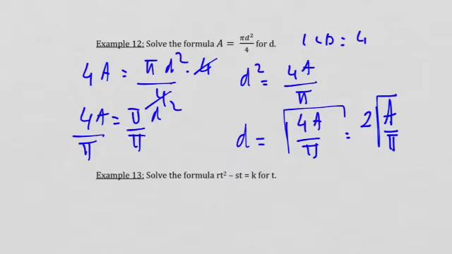Unless, on the exam, it is suggested that you are supposed to have a negative d also, and you know that you are supposed to have plus or minus the square root of, in this case, 4a divided by pi, which would be plus or minus 2 times the square root of a divided by pi.